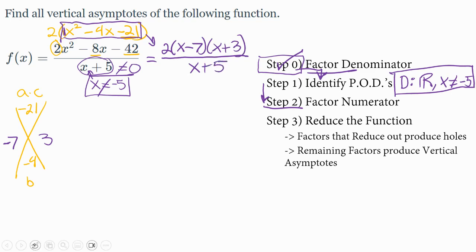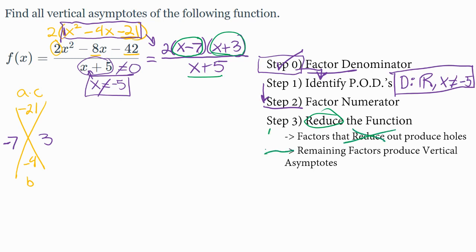And now what we do is take and look for possible reducing that can happen. Now, what I'm looking for is I have x minus 7 over x plus 5. Those are not the same. They do not cancel out. I have x plus 3 and I have x plus 5. They are not the same, so they don't cancel out. So nothing reduced out. So reducing out is not an option.